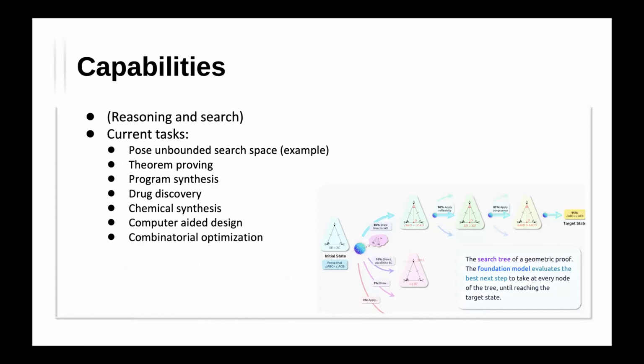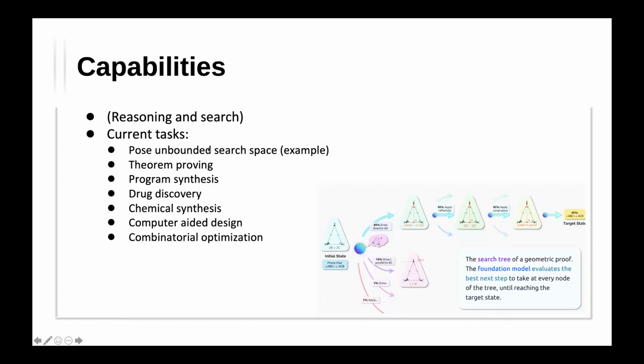And then the fourth capability is reasoning and search. You just mentioned AlphaCode, I think that might be more from this area. From my understanding, when given a question, it needs to reason about the question and give solutions. The current tasks include, here we have an example, posing an unbounded search space. It tries to prove that angle ABC should be equal to angle ACB, and it could take unlimited search steps until it can prove the target statement. So that's what it can do.